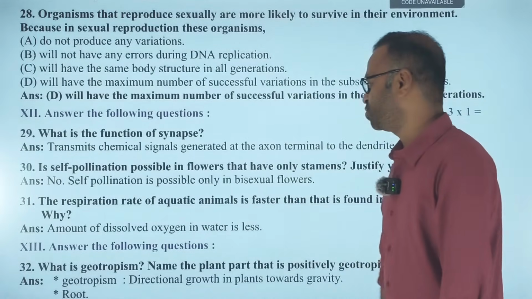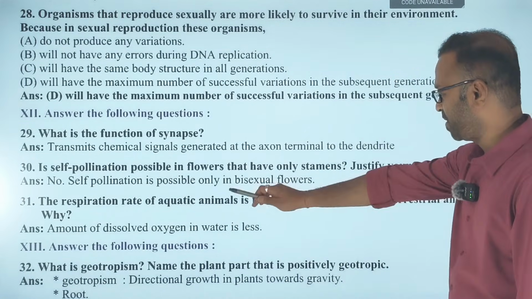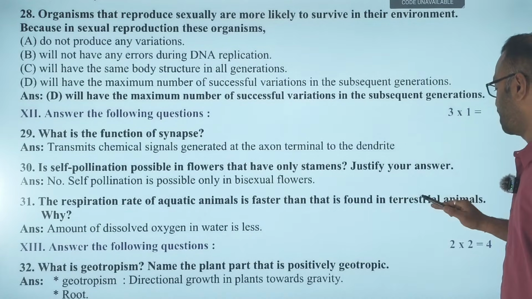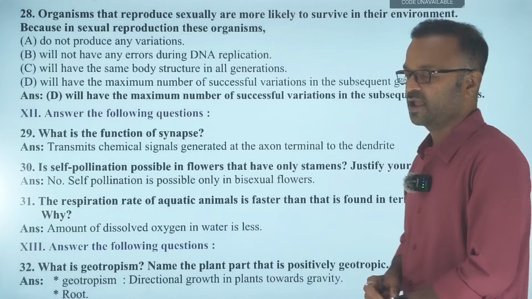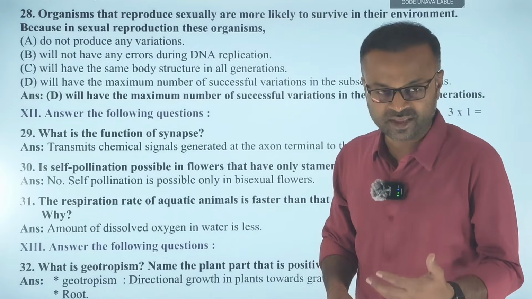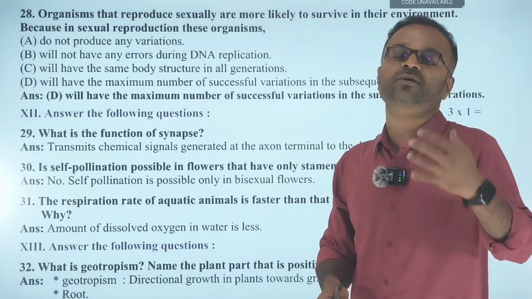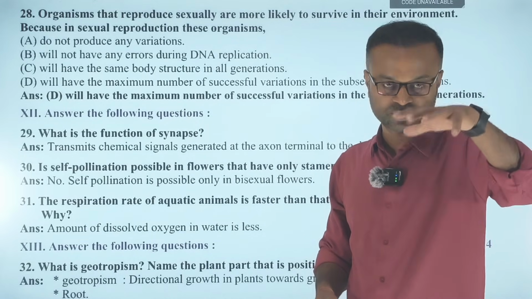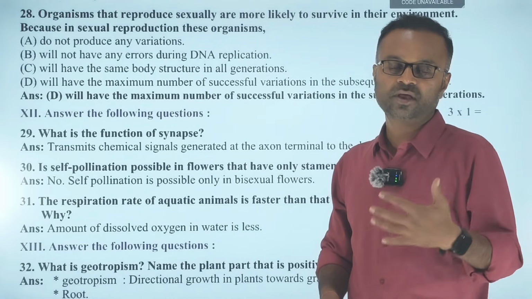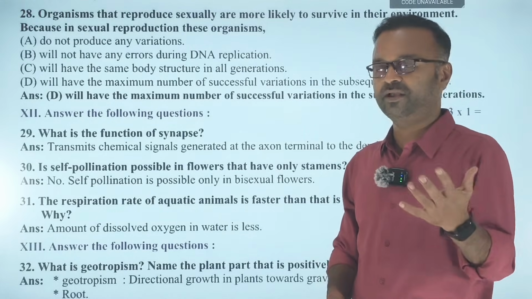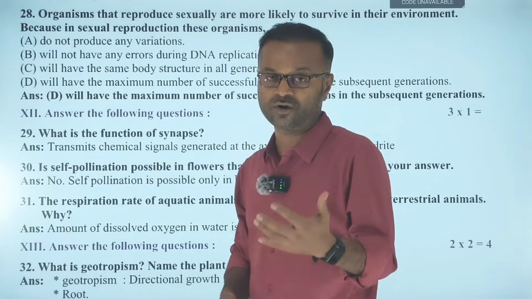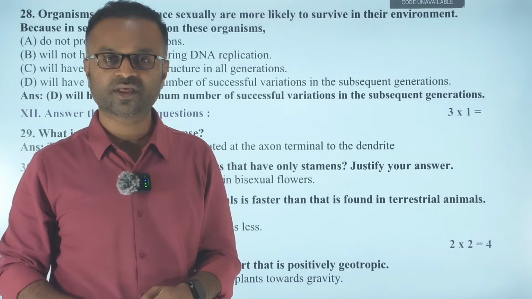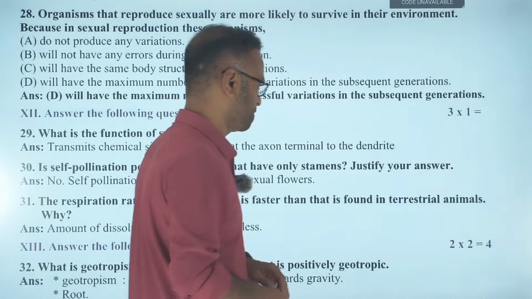Next question, that is the 31st question, on respiration. The respiration rate of aquatic animals is faster than that found in terrestrial animals. Why? Why is the rate of breathing faster in aquatic organisms? Because oxygen is fairly soluble in water and will be there in the dissolved form. That's the reason the rate of breathing or respiration is faster compared to terrestrial organisms, as terrestrial organisms have free oxygen molecules in the atmosphere. So that is the answer you are supposed to write.